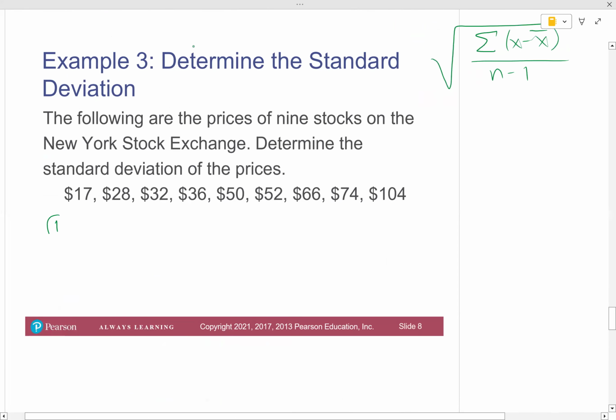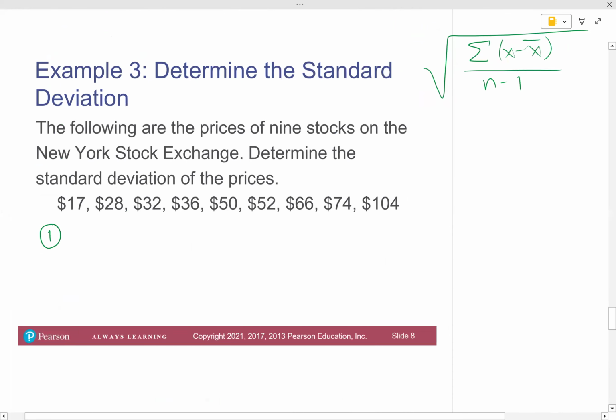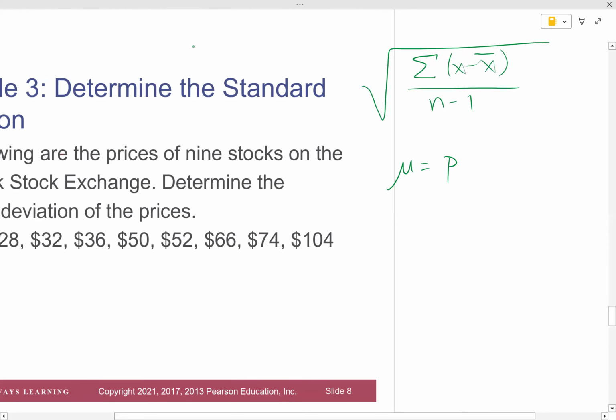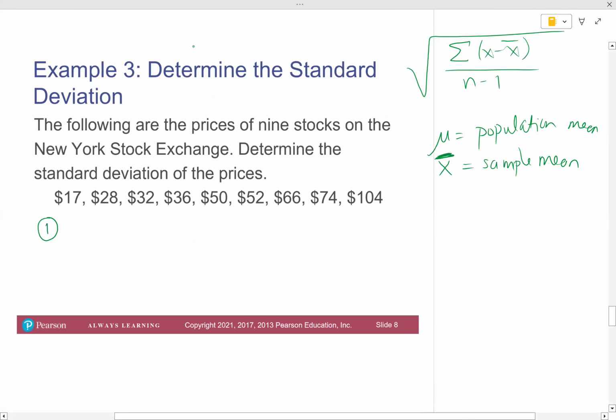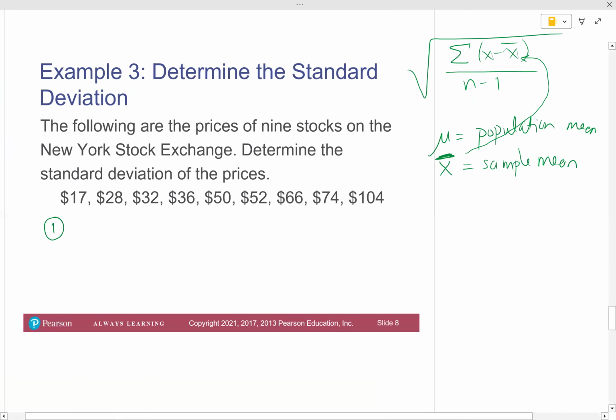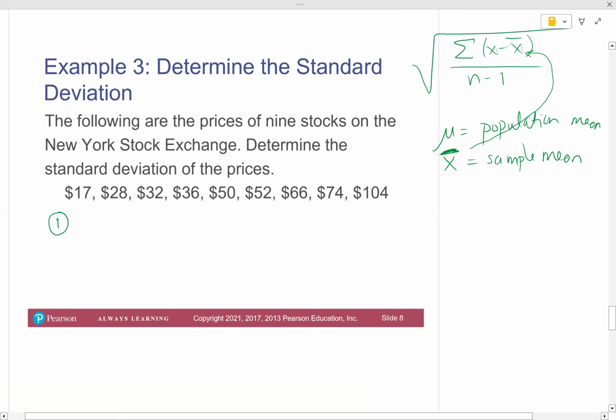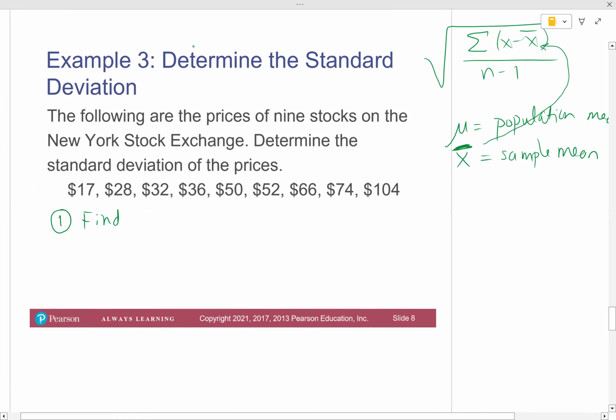I think I forgot to mention this earlier, but remember mu was the population mean. And if you don't have that, you're probably going to find x bar, or x with a line above it. That's the sample mean. So that's what this formula is alluding to. You don't see a mu in that formula because this is just a sample. I'm going to find the mean. That was the first step that was outlined.